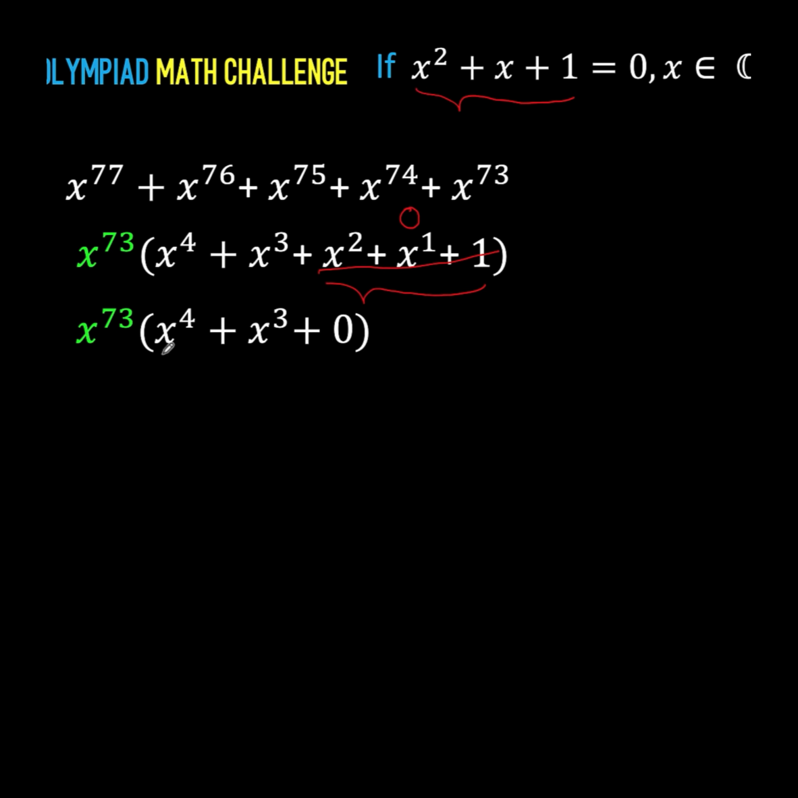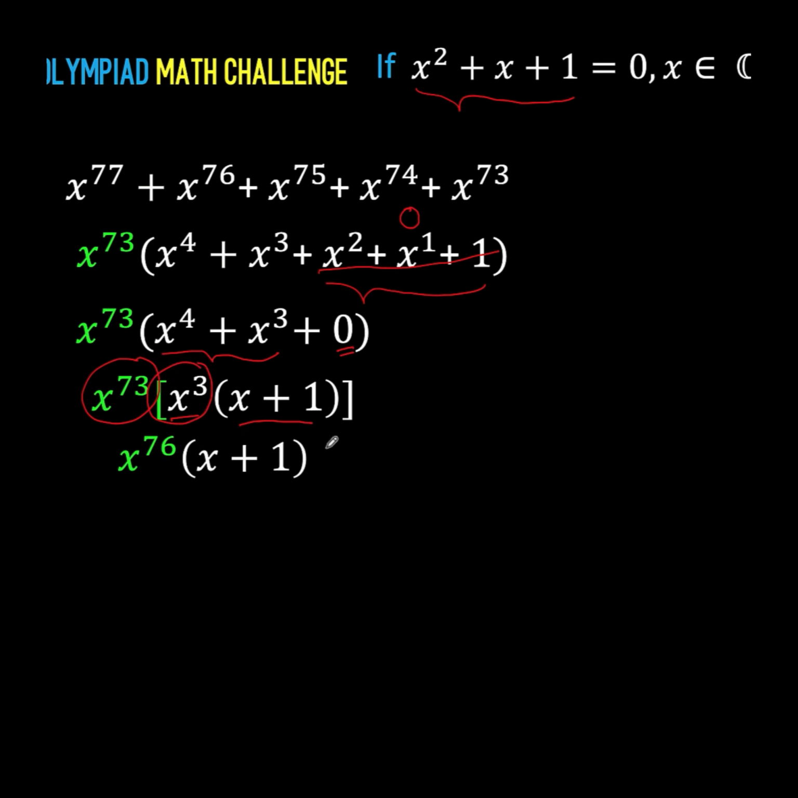Now, look at x to the 4th and x to the 3rd. There is a common factor again of x to the 3rd, which we factor out, and divide each of these terms by x to the 3rd, we arrive at x plus 1. This 0 is no longer written. Then, we can multiply x to the 73rd by x to the 3rd to arrive at x to the 76th, and we copy x plus 1. Now, we would like to know what expression we can substitute for x plus 1 from the given equation here.